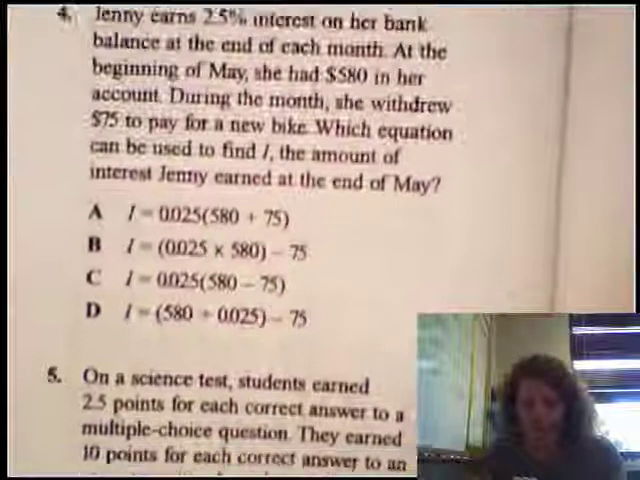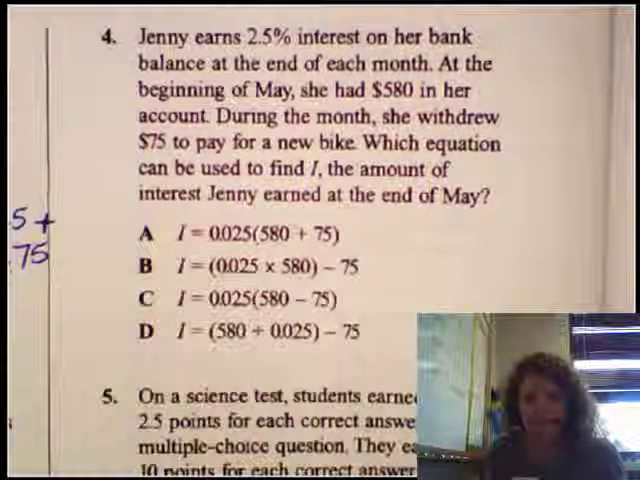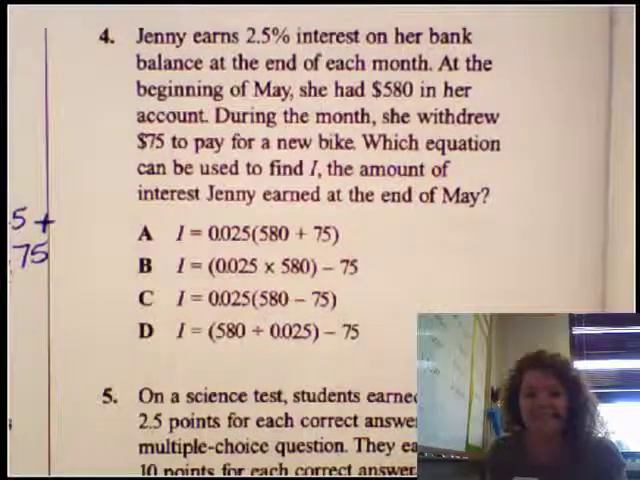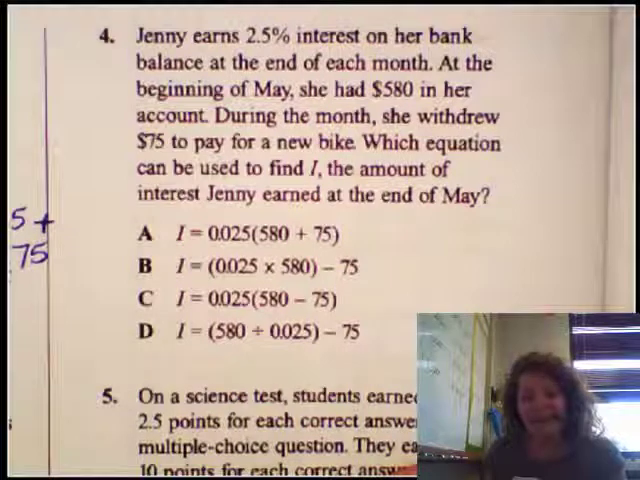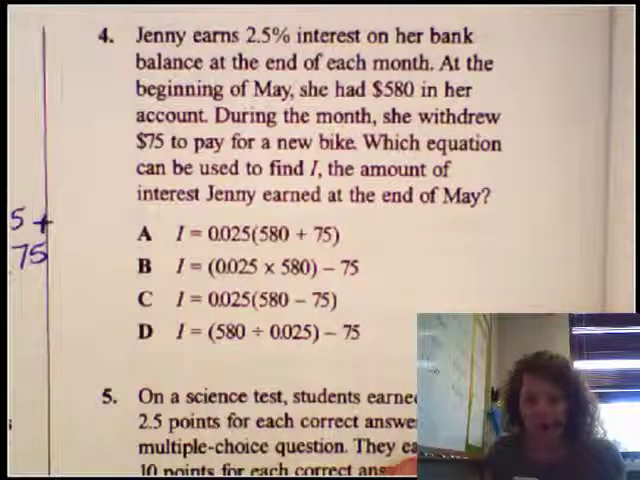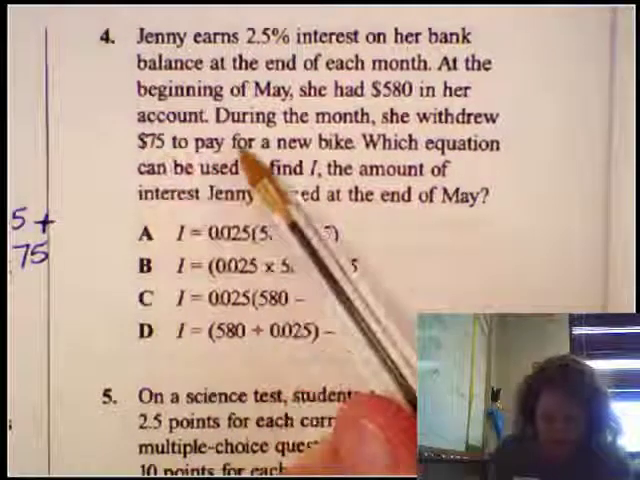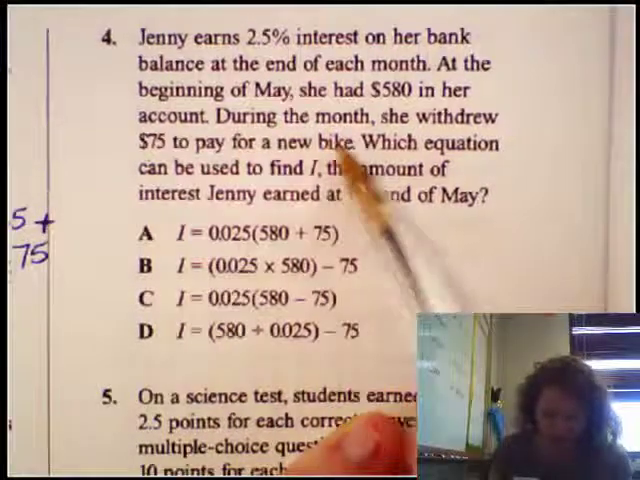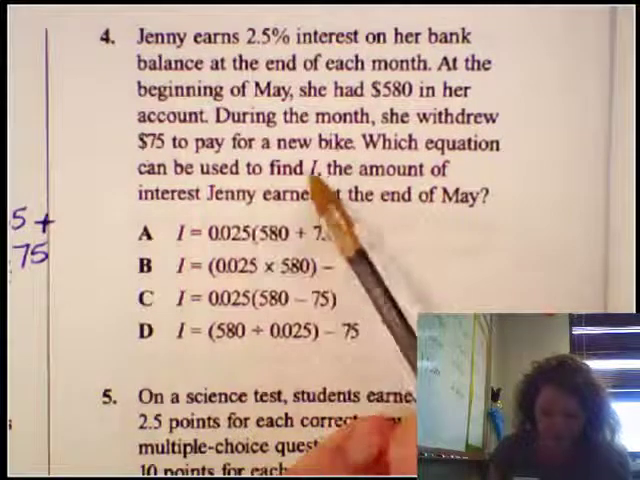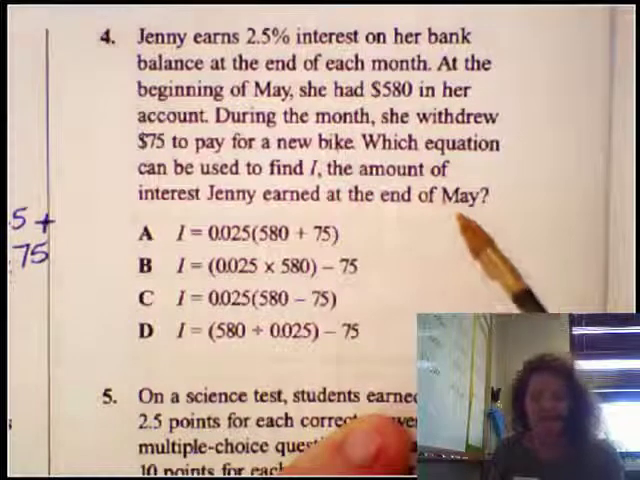Number 4. Jenny earns 2.5% interest on her bank balance at the end of each month. At the beginning of May, she had $580 in her account. During the month, she withdrew $75 to pay for a new bike. Which equation can be used to find I, the amount of interest Jenny earned at the end of May?